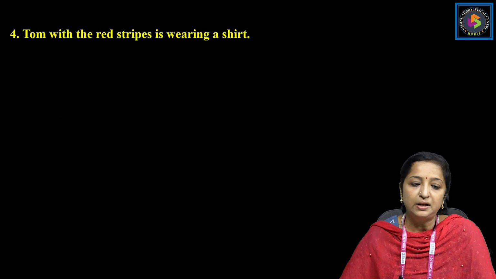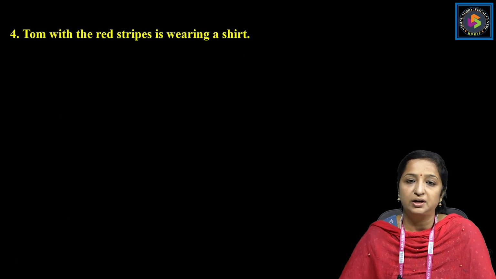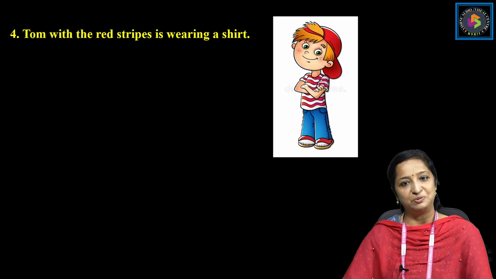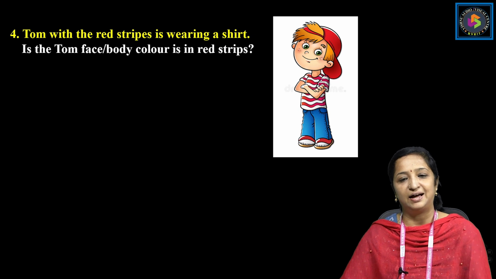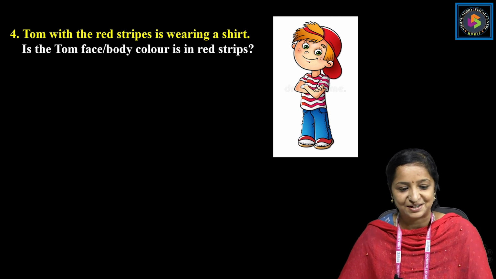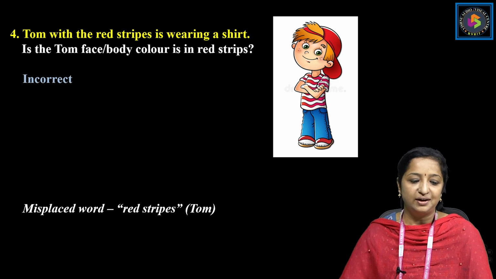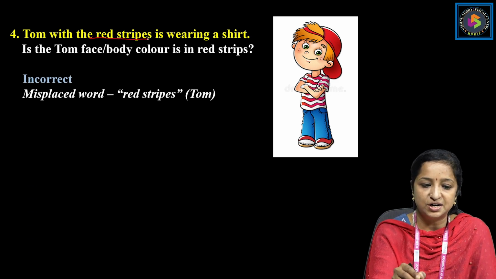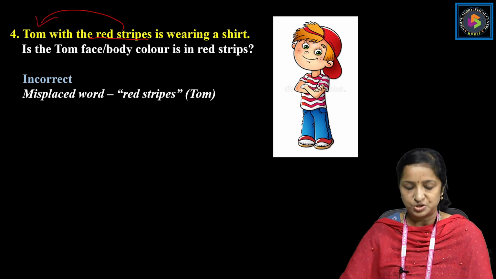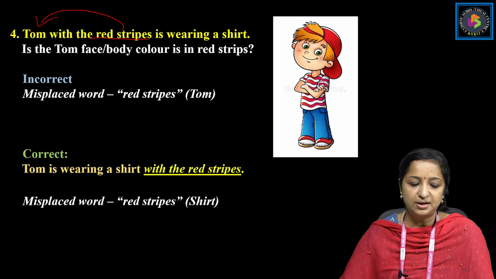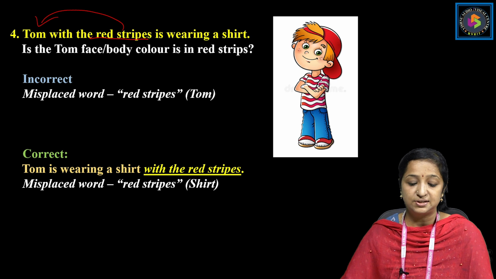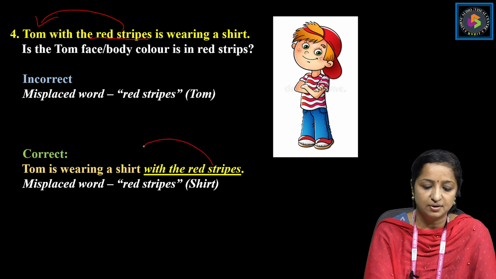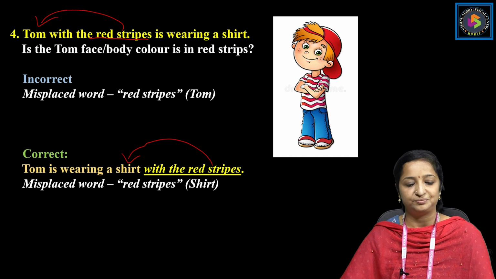Now, the fourth example, Tom with the red stripes is wearing a shirt. So with this sentence, we are able to know that Tom's face or complexion is in red stripes. Only a shirt will have red stripes, but not the body complexion of a person. So this is an incorrect one. Here, the misplaced word is red stripes, which is modifying Tom instead of the shirt. So the correct one is, Tom is wearing a shirt with the red stripes. So in the correct sentence, we can see that the red stripes is modifying shirt.